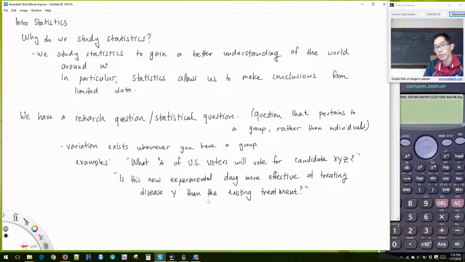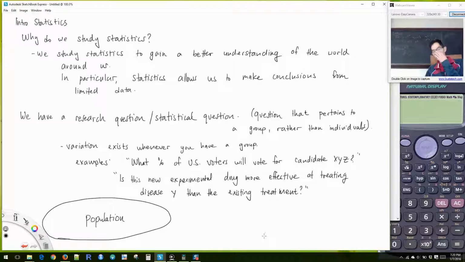And so to answer these questions, to get the true answer, we have what we call a population. The population is everyone who is relevant to answering our statistical question.